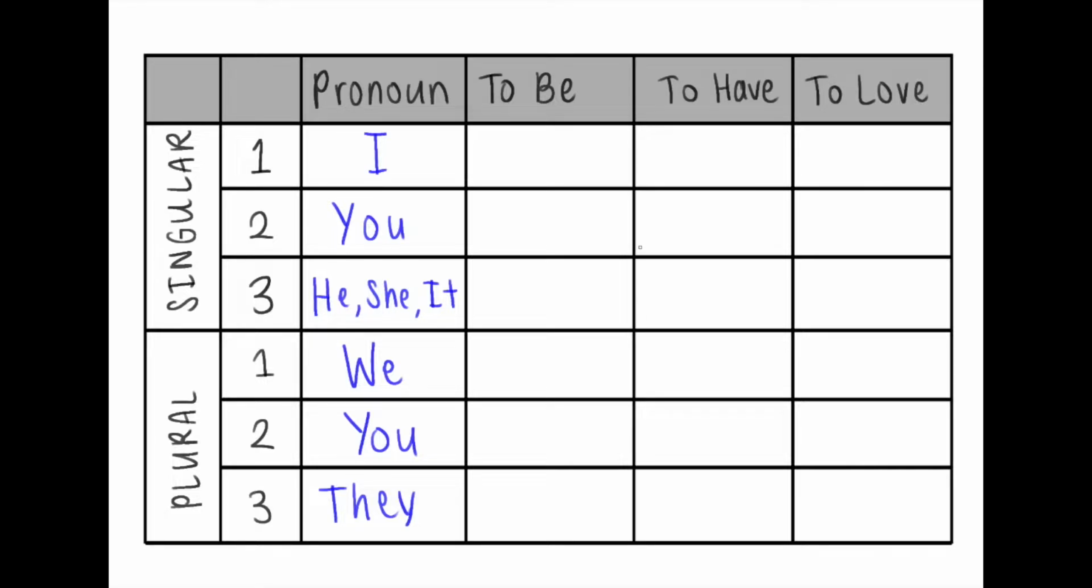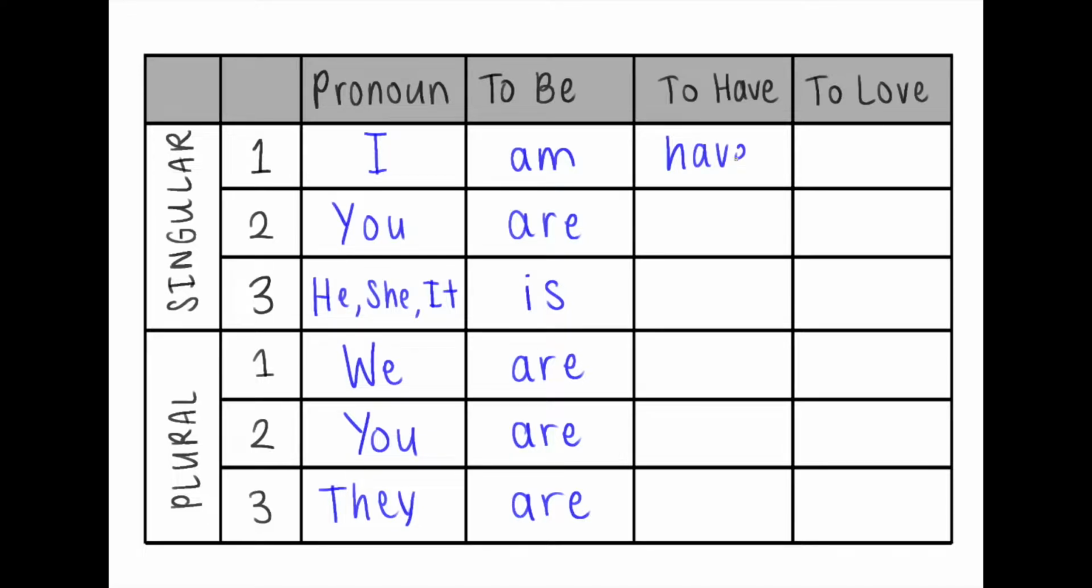Okay, so now that we have our pronouns, we can look into the simple present for our two most basic and common verbs, which are to be and to have. So if you remember, for the verb to be, it's I am, you are, he, she, it is, we are, you are, and they are. And if we look at the verb to have, we have I have, you have, he, she, it has, not haves, has. Have again for we, you have, and they have.